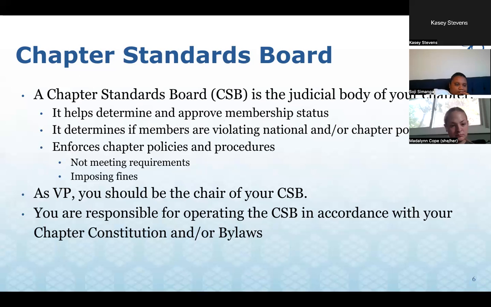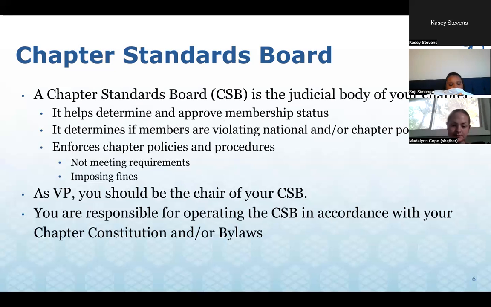Chapter Standards Board also determines if members are violating any national or chapter policies and procedures. So we just recently removed the national policies from the national constitution to make sure that we can adjust them as the needs of the organization change. Great example, COVID-19 totally upended everything for everyone, and our constitution and bylaws actually had our hands tied in regards to some wonderful things around membership status and dues and all sorts of stuff.